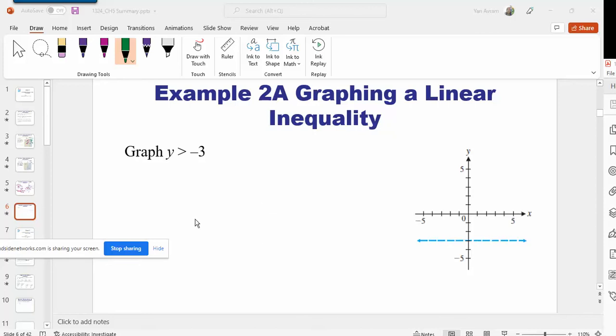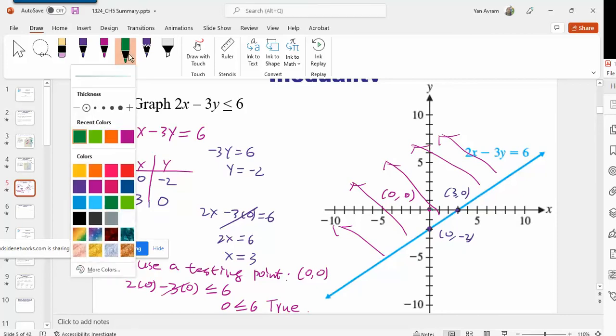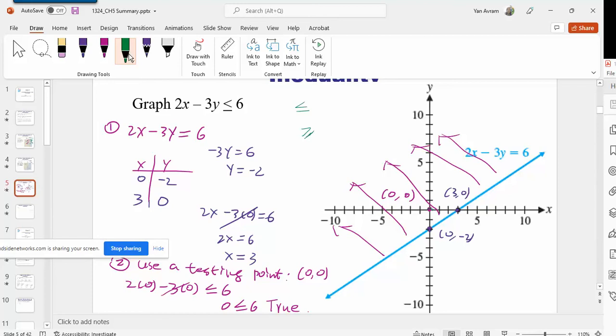One more thing about this graph. If this inequality has the equal sign, like less than or equal to, greater than or equal to, we will use a solid line for this boundary line. If it doesn't have an equal sign, if it's just less than or just greater than, we're going to use what's called a dotted line, not a solid line, to represent the boundary line. So those are the two different ones.